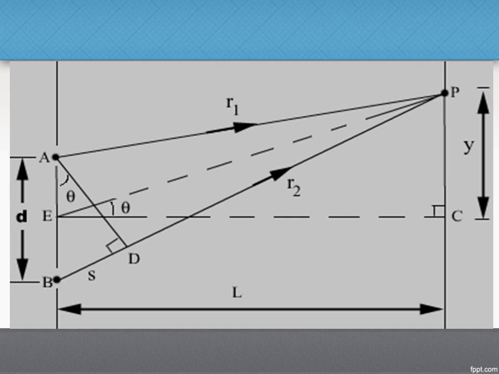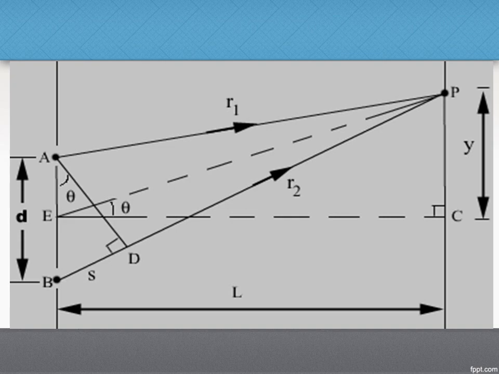Now when this wave front passes through A and B, we will take this wave front as secondary wavelets. The secondary wavelet which is reaching point P from point A is denoted as ray R1, and the secondary wavelet reaching from point B to point P is denoted as ray R2. Since the wavelets going from B to P cover more distance than those going from A to P, R2 is greater than R1.